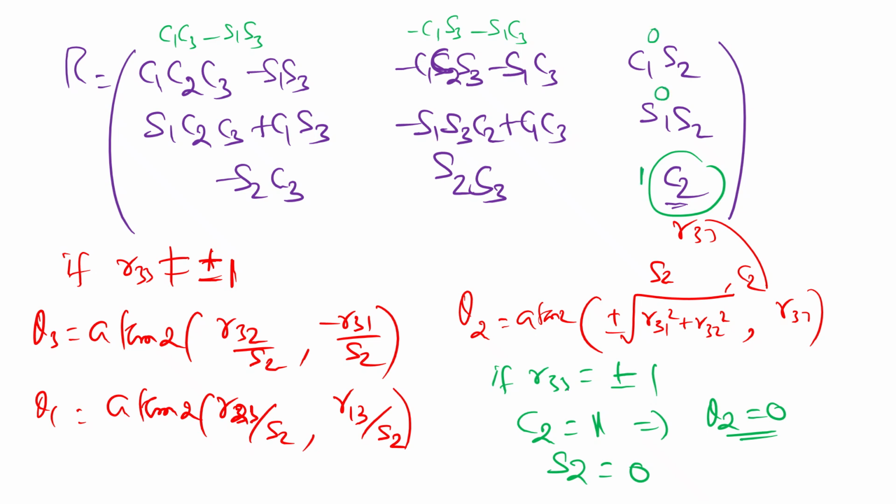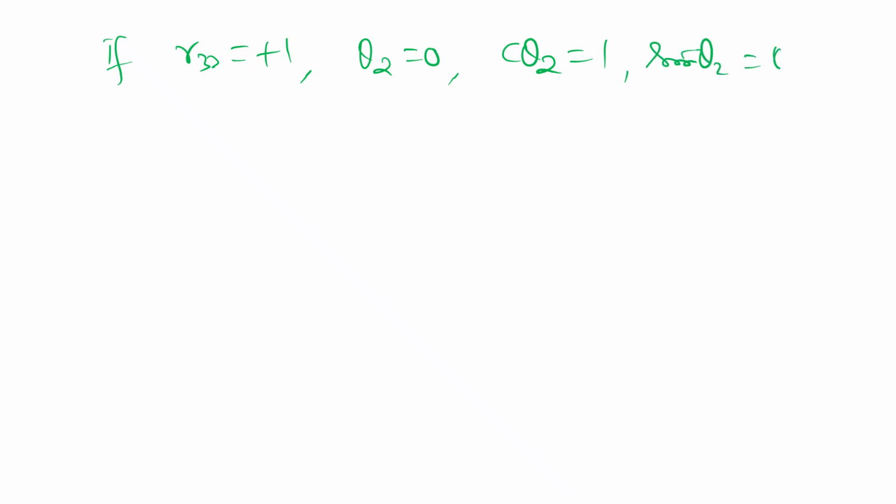This will be 0, this will be 1, and this will be 0. This will be 0, and this one is 1. So S1 C3 plus C1 S3. Here cos 2 is 1, so minus S1 S3 plus C1 C3. If you simplify this, if R33 is equal to plus or minus 1, theta 2 is 0. So cos theta 2 is 1, sin theta 2 equals 0.